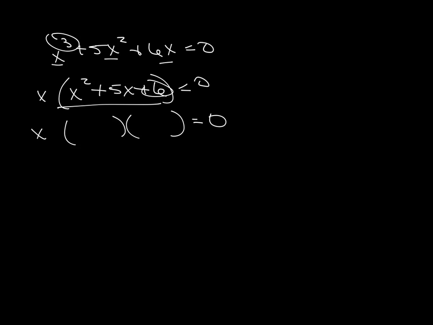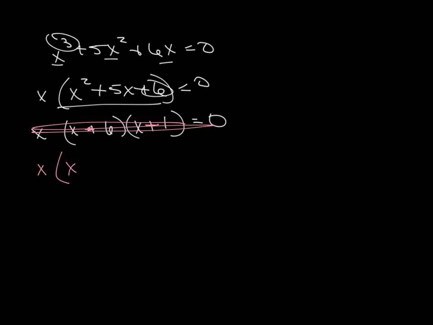We need numbers multiplied together that give me 6, and added give me 5. Well, there's a couple of them there. I could use 6 and 1. 6 times 1 gives me a 6, but 6 plus 1 does not give me a 5. What if I made them both negatives? Negative 6 times negative 1 gives me positive 6, but when I add them I don't get 5. So that's not going to work.